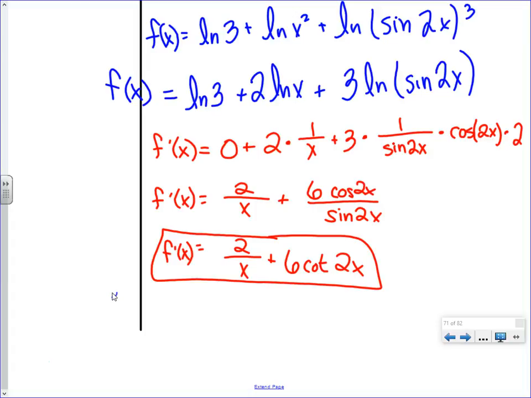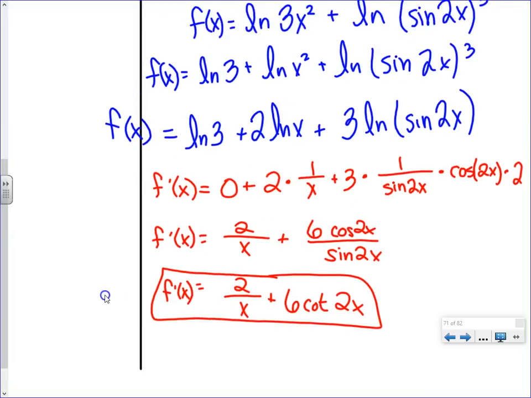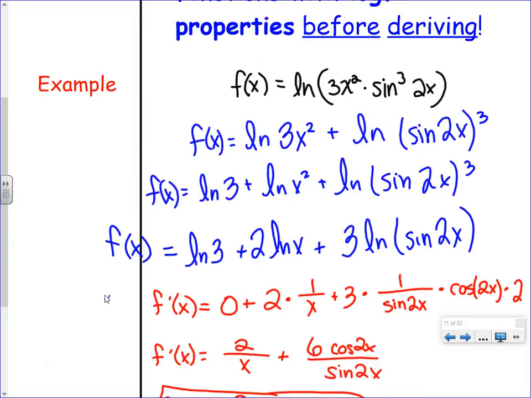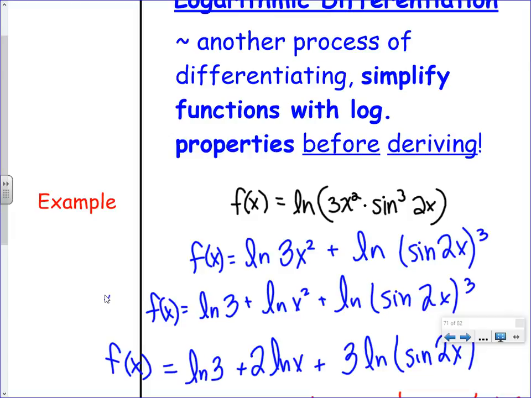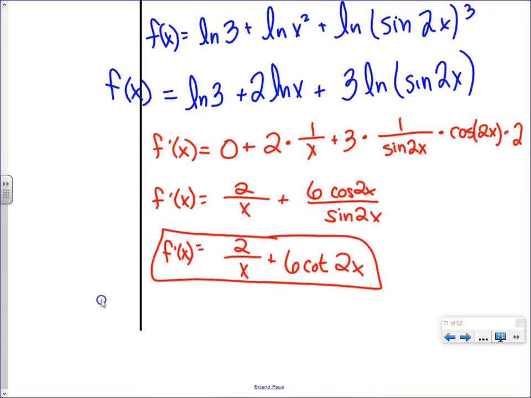So what did I do again to break this down first before deriving? Just use log properties or log rules. Now kiddos, we worked really hard on logarithms.